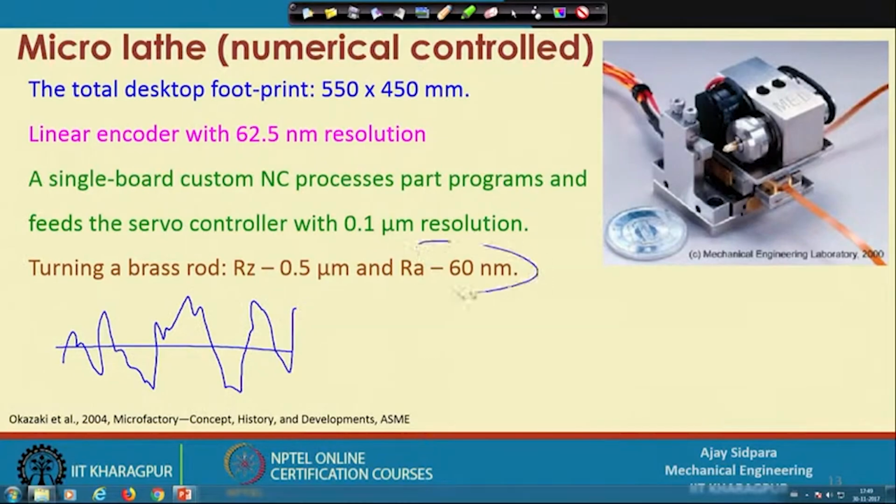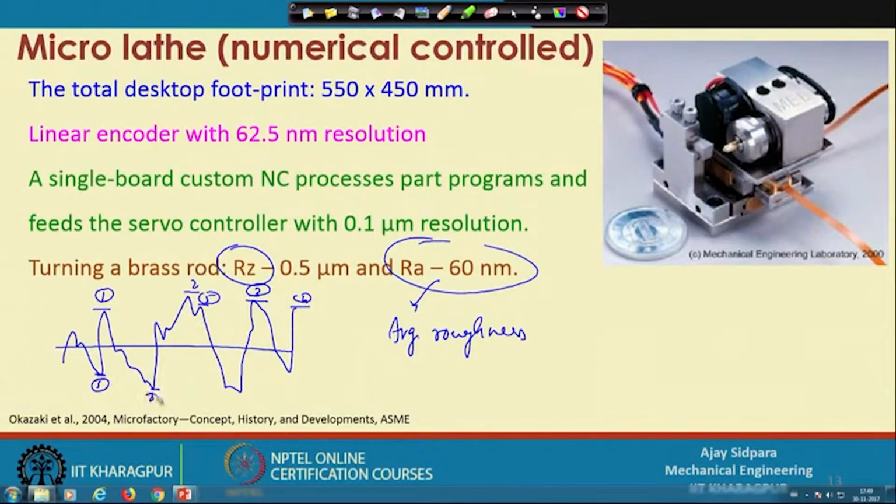So, Ra is actually the average of this particular signal. So, this is the average roughness. And Rz actually finds the 5 highest peaks. So, this is one peak, this is the second, third, this is the fourth, and this is the fifth, and 5 highest valleys. So, this is the 1, 2, 3, 4 and 5, then the average of all these 5.